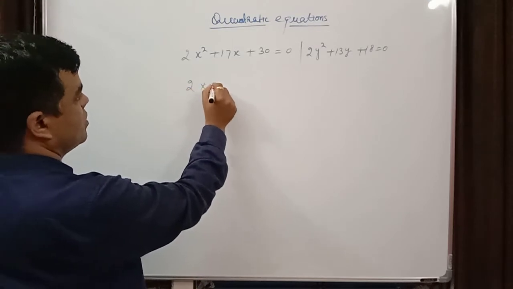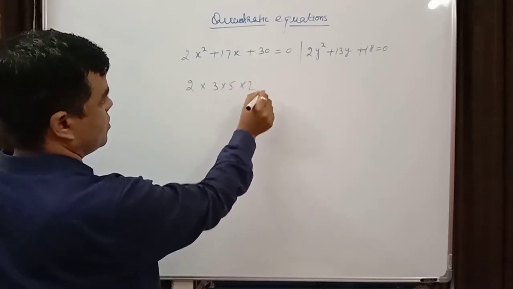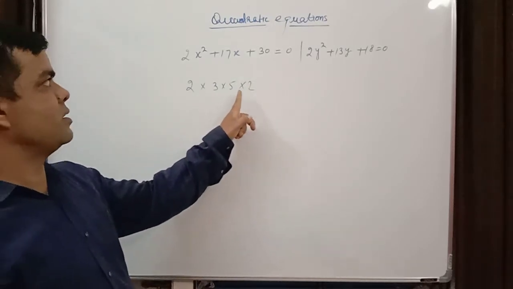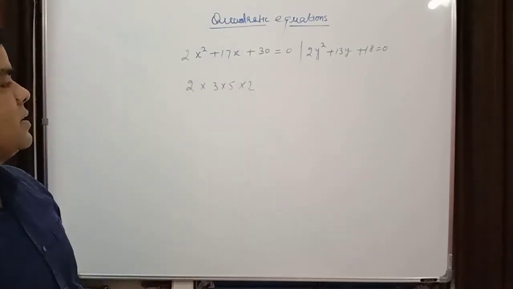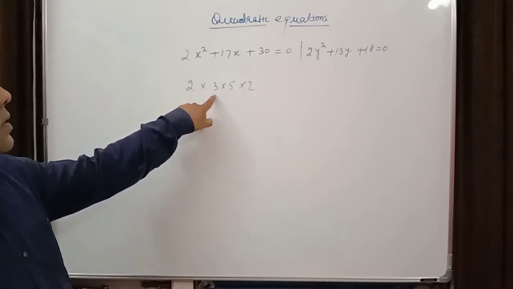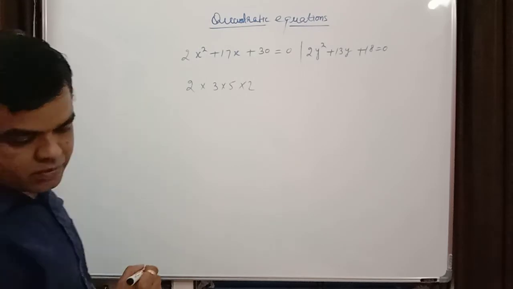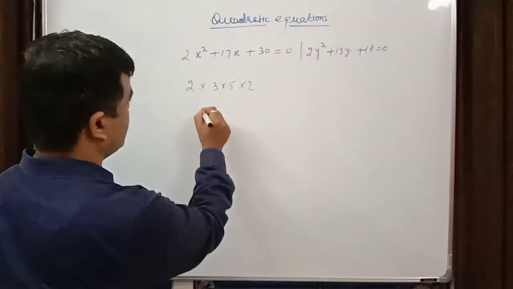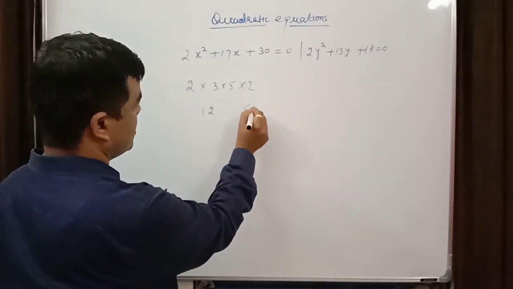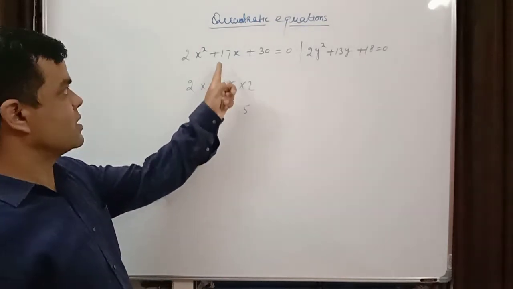2 into 3, 5 into 2. Okay, 3 5 is 15 into 30. Now make it 17. 6 2 is 12, 5, 17. Okay, so it will be 12 comma 5. Okay, 12 comma 5 will become 17.